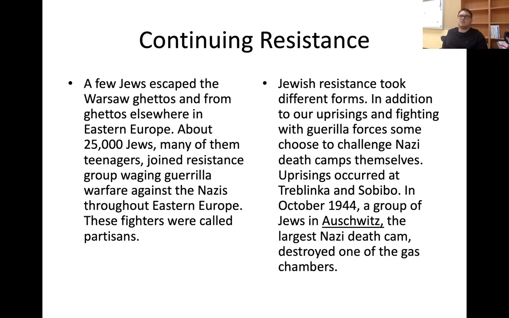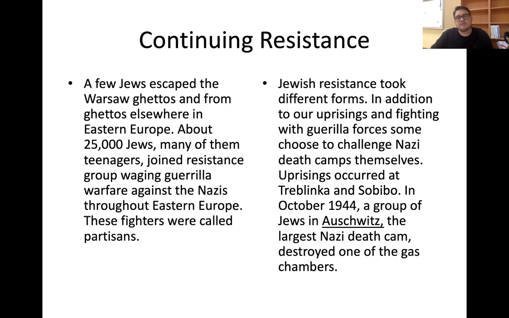Now, these partisans, if they were able to escape with their lives, they had nowhere to go. And the only places they could go was to join opposition groups. They could say, hey, we'll feed you, we'll give you clothes, we'll protect you as long as you're fighting with us. They're fighting guerrilla warfare. We've talked about what guerrilla warfare is before, right? But they're going to join these Eastern European guerrilla groups.